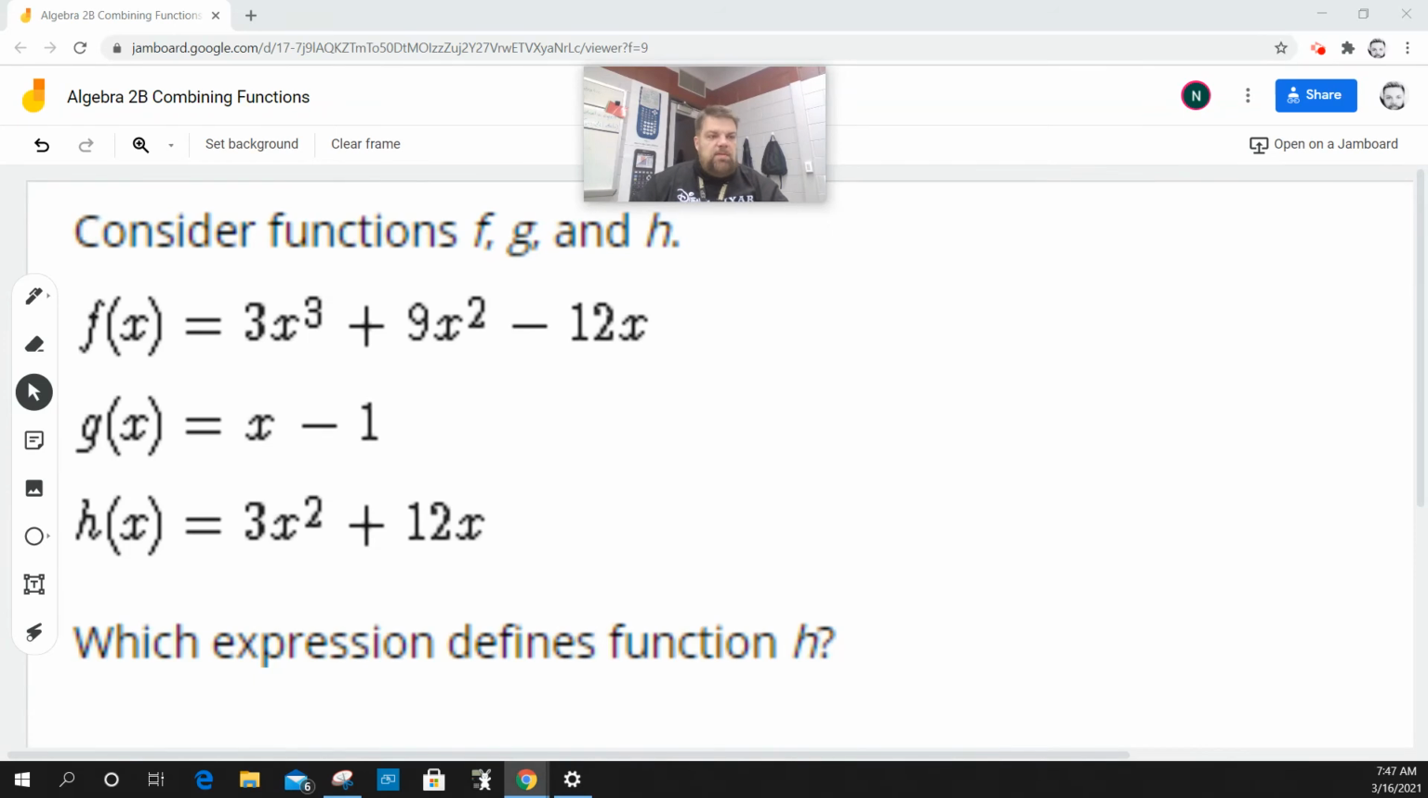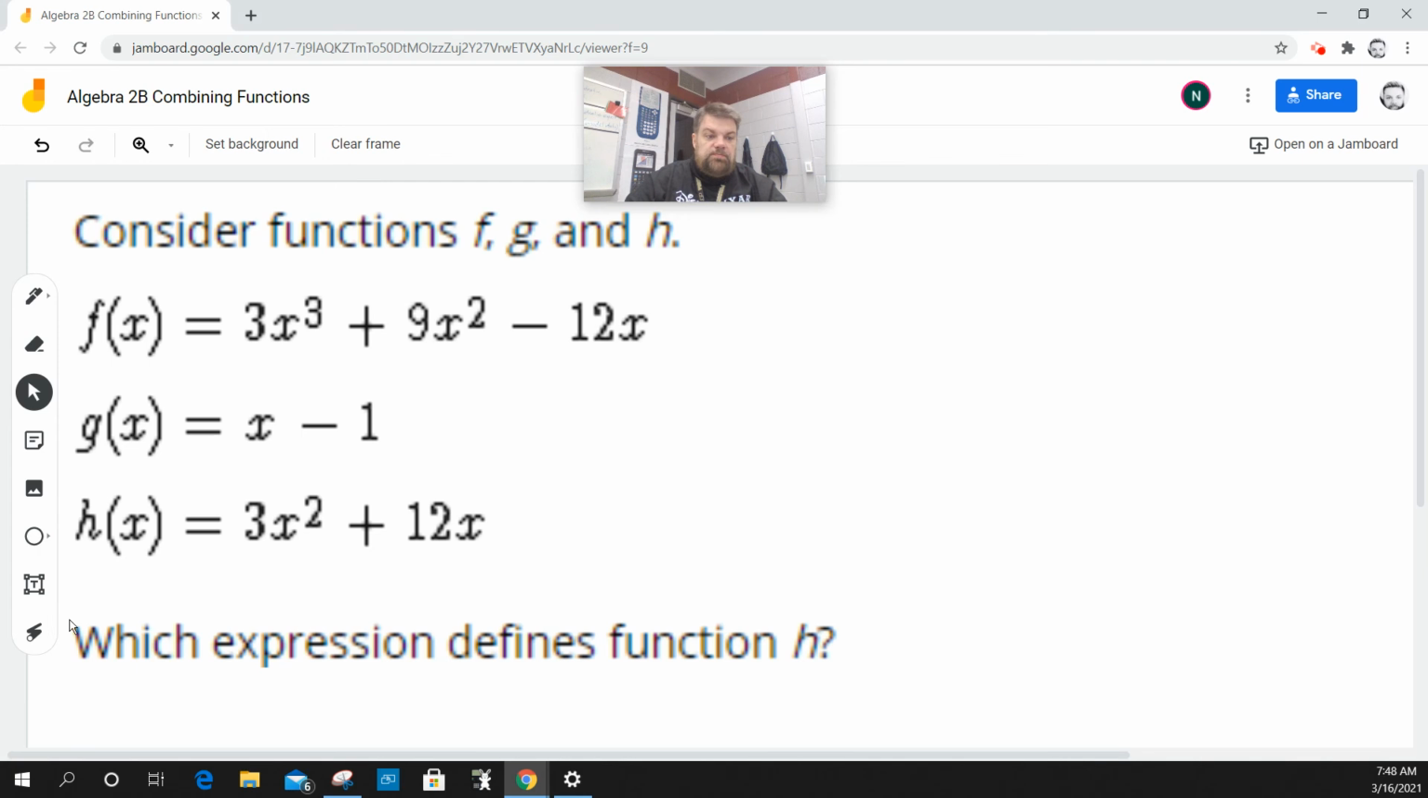Okay, for this problem, we have three functions, f, g, and h, and it says which expression defines h. So I'm guessing that I'm probably going to have to do something with f and g to get h. So I'm going to look at the answer first.